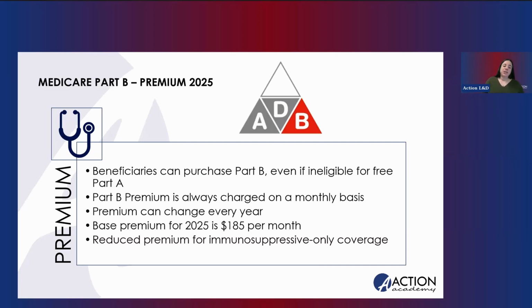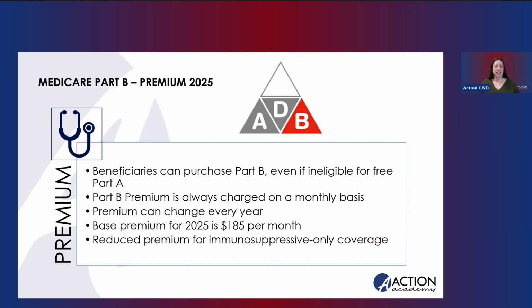So beneficiaries can purchase Part B even if they're not eligible for free Part A. Part B premium is always charged on a monthly basis. Premiums can and will change every single year. The base premium this year is $185. And there is now a reduced premium for immunosuppressive only coverage, which we'll get a little more into later.